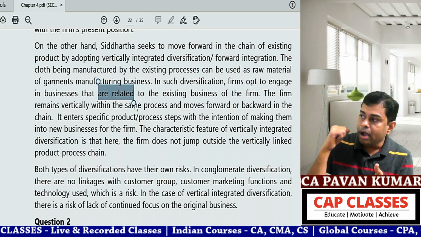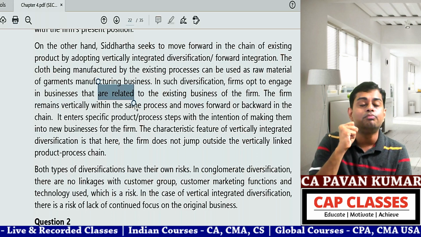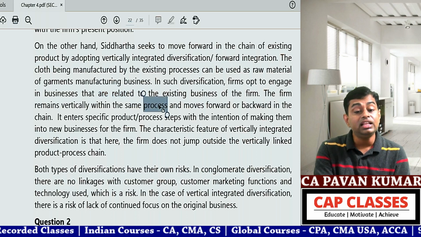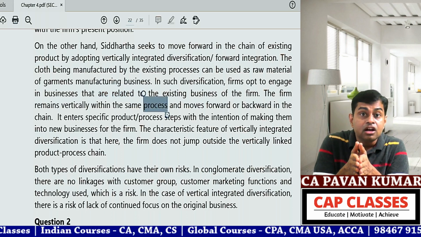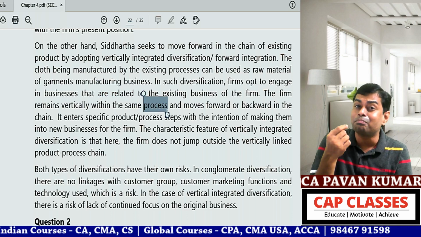In vertical integration, whether you go backwards or forward, there will be a link between your new product and the existing product. The firm remains within the same process and moves forward or backward in the chain. What chain is it? Supply chain.